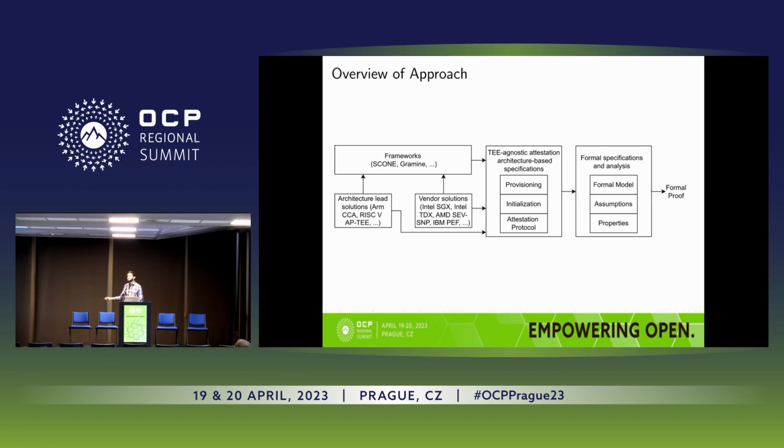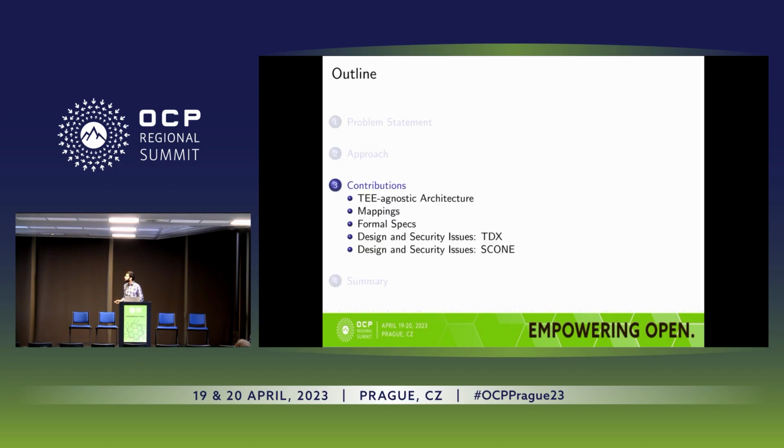If any of these assumptions are broken in the implementation, the properties do not hold anymore. And then these properties, which I already talked about, let's say from an attestation perspective, integrity, for example, and the confidentiality of the secret are the most important properties. Out of all of this, starting with any architecture, vendor solution, or framework, what we get as an output is a formal proof that the system properties hold for this specific model under these specific assumptions. So this is the overall idea of the approach.